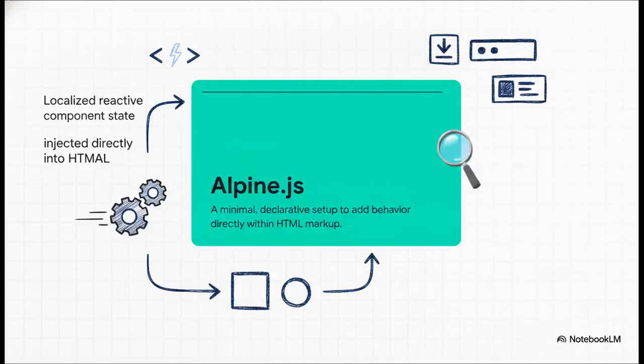Now, Livewire's lightweight partner in crime is Alpine.js. It's a minimal, declarative JavaScript framework that lets you inject localized reactive state directly into your HTML markup using super simple directives like x-data and x-show. Think of it this way. If Livewire handles the complex server-side data mutations, Alpine handles the really fast, localized DOM manipulation, like toggling a drop-down menu or popping open a modal, without you needing the structural overhead of a massive JavaScript build step.